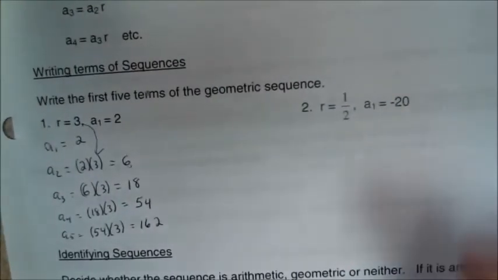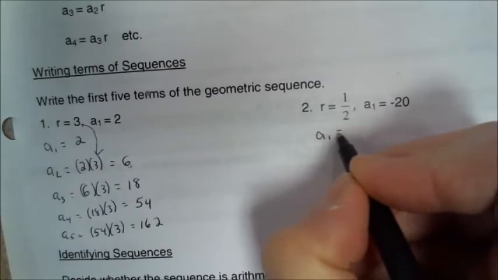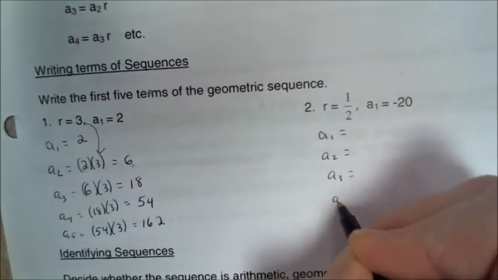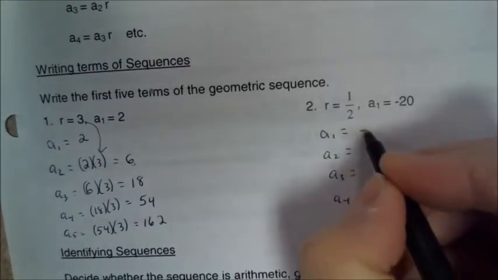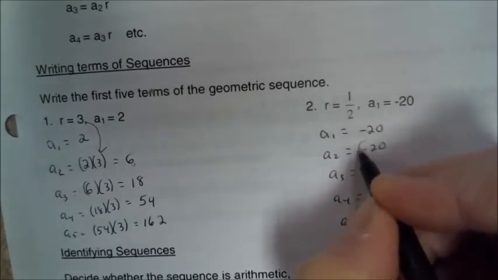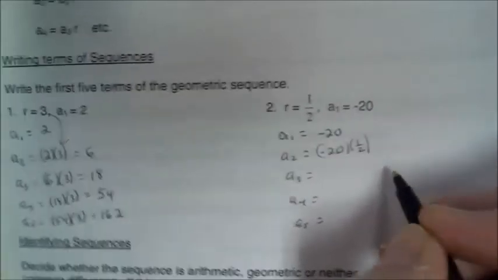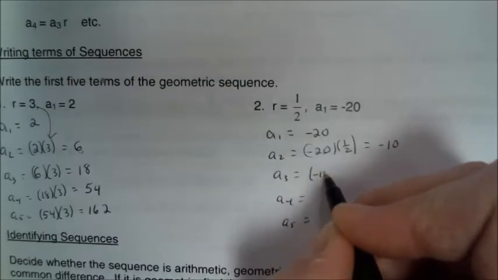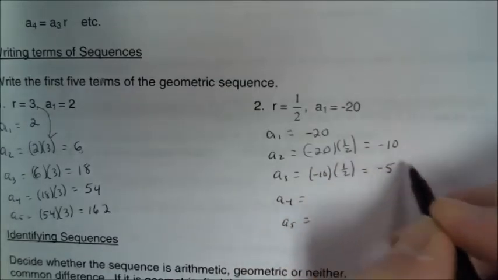The second example, this ratio is a half, and the first term is negative 20. So the first 5 terms: the first term is negative 20. The second term is negative 20 times the ratio, which is a half, and a half of negative 20 is negative 10. And the next term is negative 10 times a half. Negative 10 times a half is negative 5.